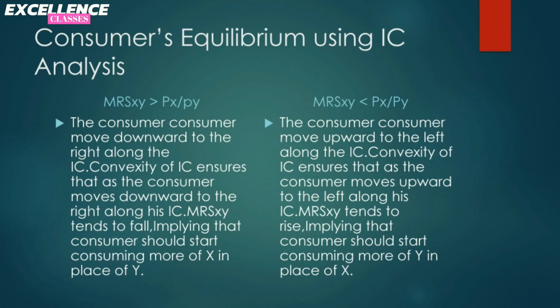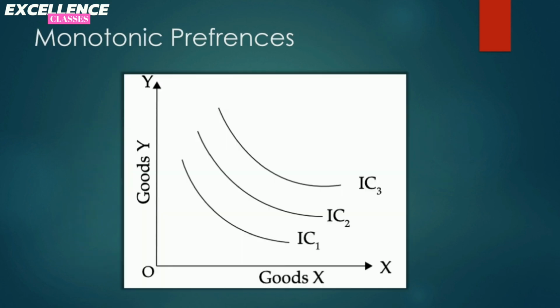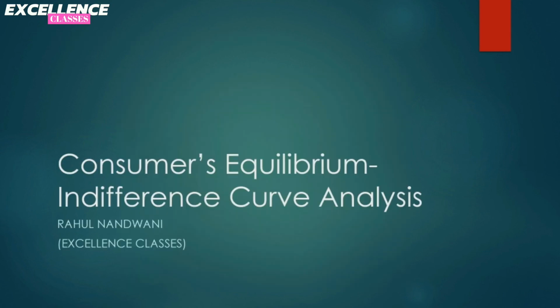Now the last topic of this chapter is monotonic preferences. When a consumer wants to consume additional units of good X but without sacrificing some units of good Y as it gives him the greater level of satisfaction, it is known as monotonic preferences. In this situation, consumers shift to the higher IC as it is only possible when there is increase in the income of consumer. With the current income, the consumer cannot consume an additional unit of good X without sacrificing some units of good Y. So this was all about the consumer's equilibrium IC analysis.